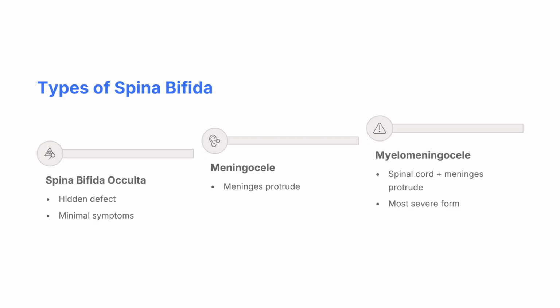So the types are spina bifida occulta, which is hidden with minimal symptoms. That means sometimes a patient does not come to the doctor early, and it is generally asymptomatic or with minimal symptoms. Meningocele involves the protrusion of meninges, and myelomeningocele is the severe type, where the spinal cord and the meninges protrude. Okay. So consider myelomeningocele the severe form, where maximal neurological deficits will happen. What happens to the neural tissue, we'll see next.